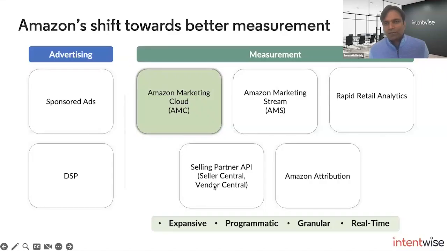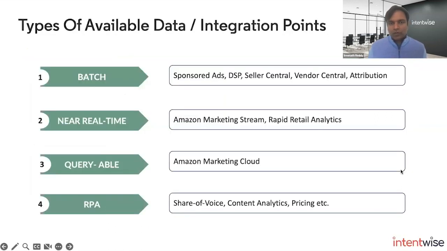You might have seen this slide before, but here's a quick view of Amazon's overall footprint. On the left is sponsored ads and DSP. On the right are all the measurement tools that they've made available: Marketing Cloud, Stream, Rapid Retail Analytics, Seller Partner API, Amazon Attribution. I won't go too much into each of these because we have covered those in previous webinars. But we do have a different framing for each of these data sets, and how do you actually collect this data? And there's about 4 buckets that we could place all these data sources into.